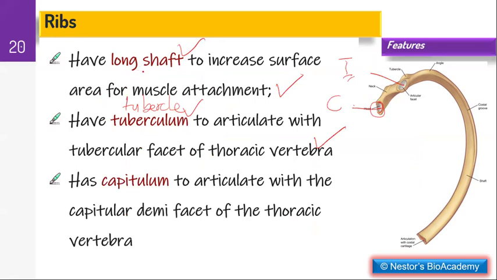So if we were to ask you for the adaptations of the ribs, those are the main features you can highlight. A long shaft to increase surface area for attachment of muscles. The fact that the ribs have got a tuberculum to articulate with the tubercular facet of the thoracic vertebra, and the presence of the capitulum again to articulate with the capitular demifacet of the thoracic vertebra.